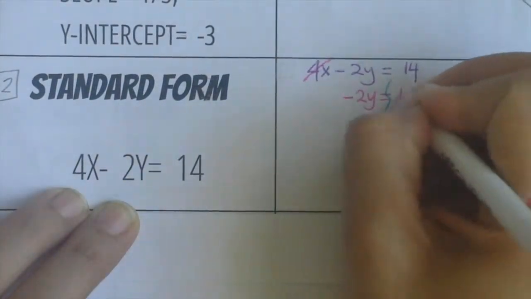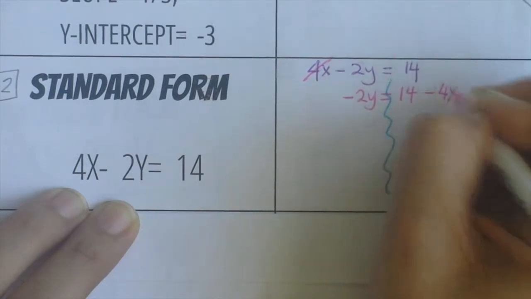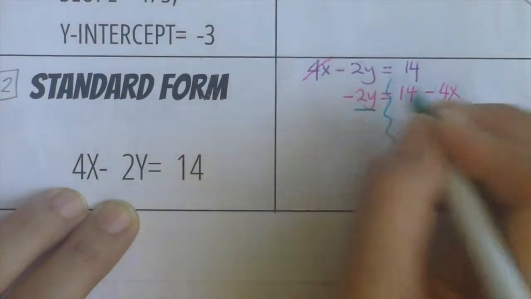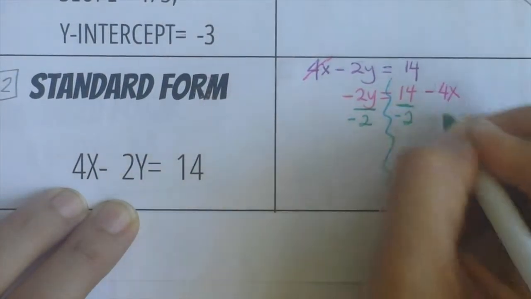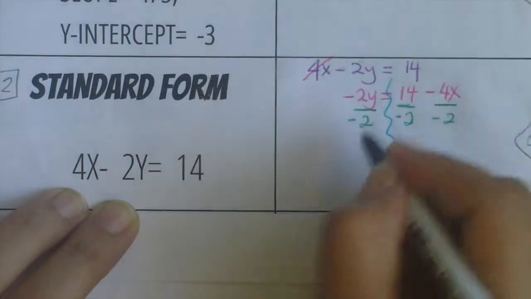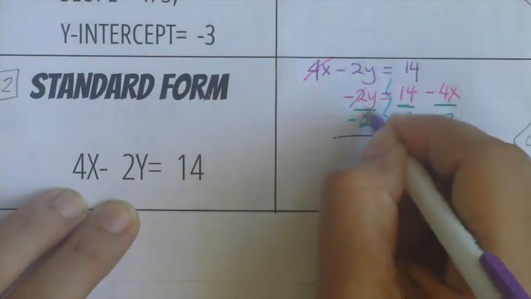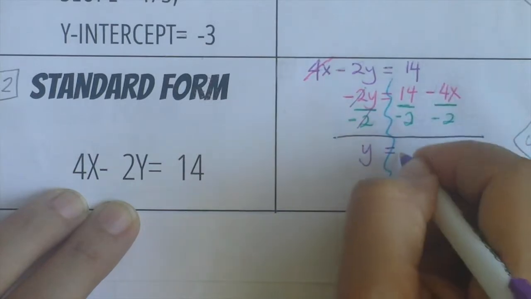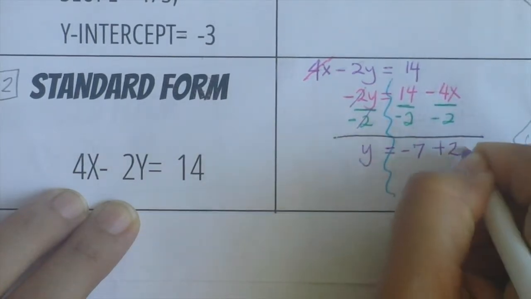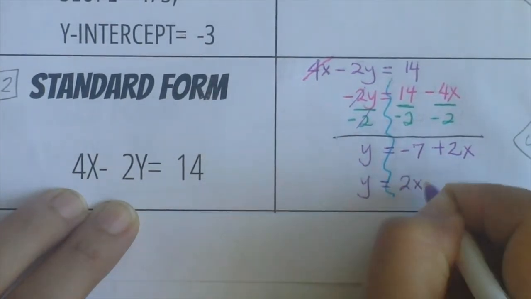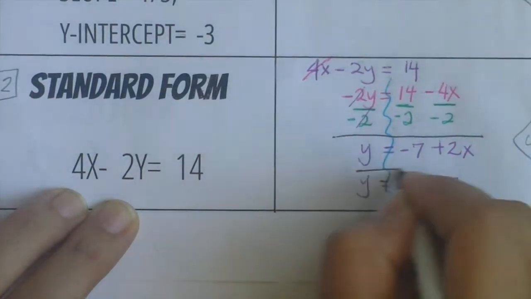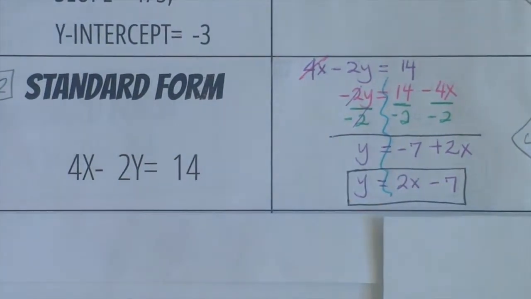So -2y equals 14 minus 4x. Alright, then I'm going to divide every single thing by -2 to get y by itself. So the -2's cancel out. I'm going to get y equals 14 divided by -2 is -7, and then -4 divided by -2 is positive 2x. Rewrite it with x on the left hand side, y equals 2x minus 7.